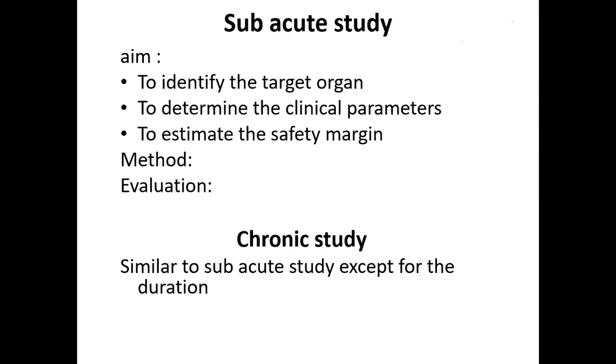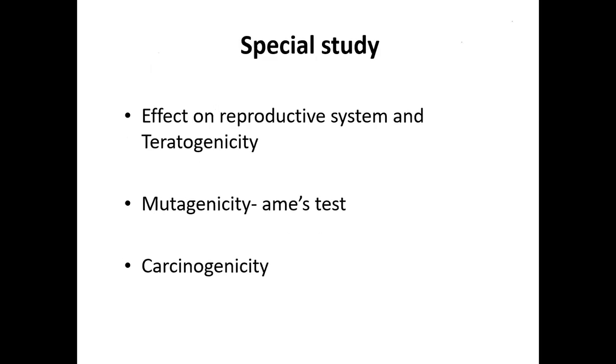There's something which is called a subacute study. In this subacute study, again, it could be a short duration study to identify the target organ which may result in damage, to determine the clinical parameters, or to estimate the safety margin of that particular compound. It also has certain methodology and evaluation, of course, that will be dealt with in detail in later classes. Then apart from that, we have a chronic study. It is similar to the subacute study, except for the duration, which is quite longer when compared to subacute studies.